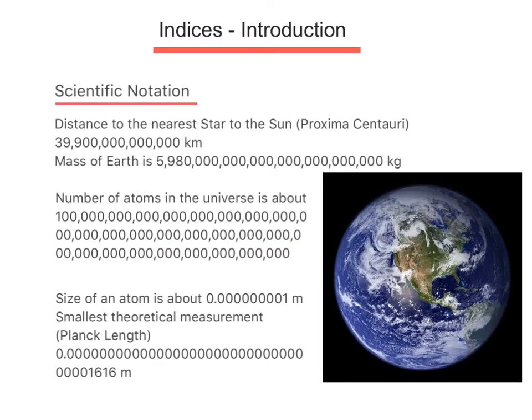Let's have a look at one example of where indices are really important. Scientific notation. This is where you have really huge numbers, like the distance to the nearest star from the Sun, or the mass of the Earth, or the number of atoms in the universe, or the size of an atom, or the smallest measurement we can make. All these are really huge numbers or really small numbers. Indices help us to write these in a way that makes more sense.